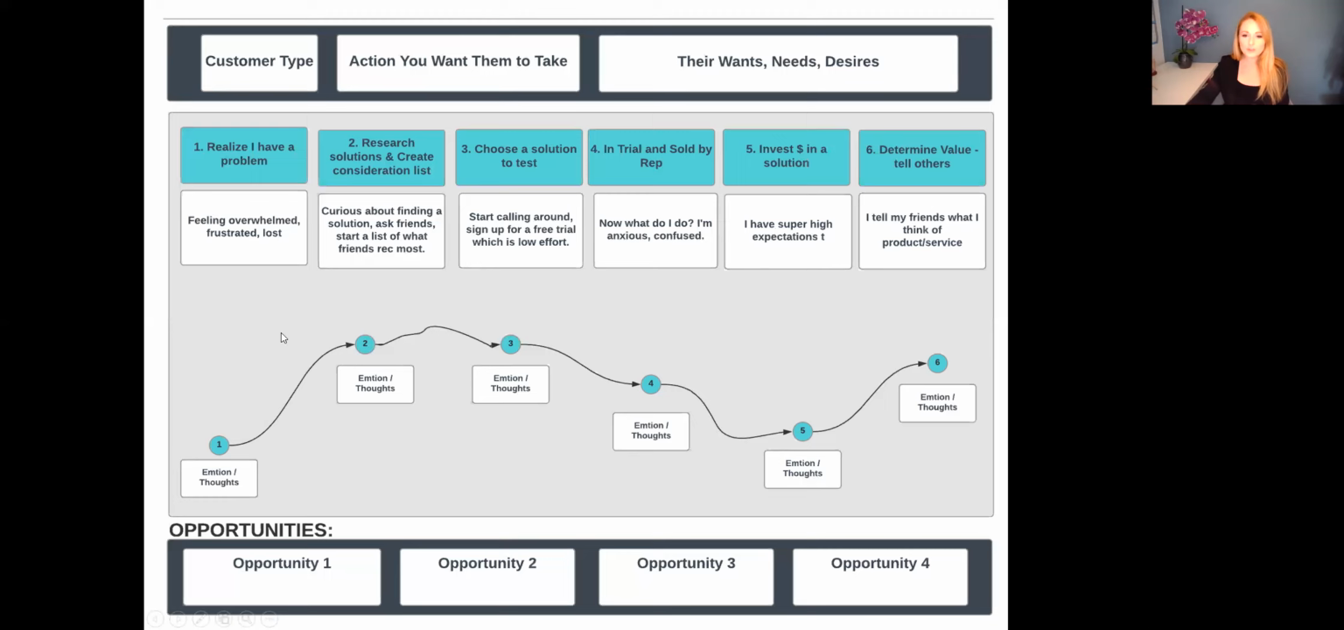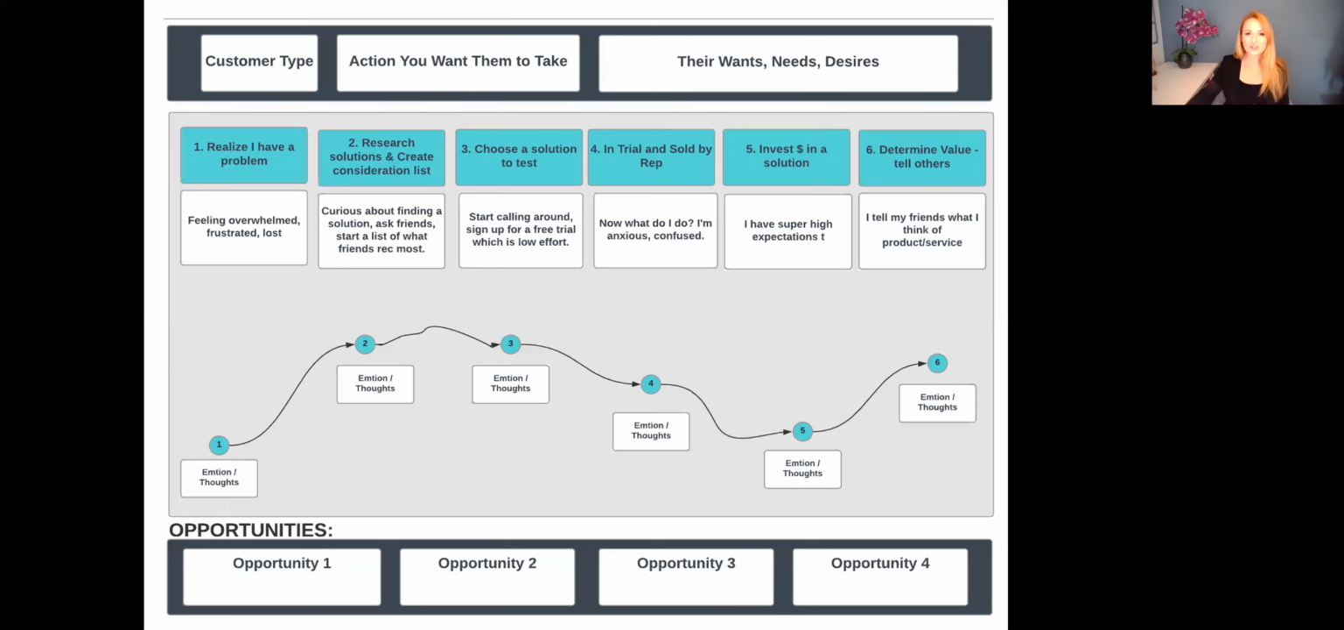So once you go through this exercise, these opportunity boxes below become very clear. And then you see where the opportunities are that you can really impact your ideal customer throughout the journey and help drive them towards making the decision to work with your company.